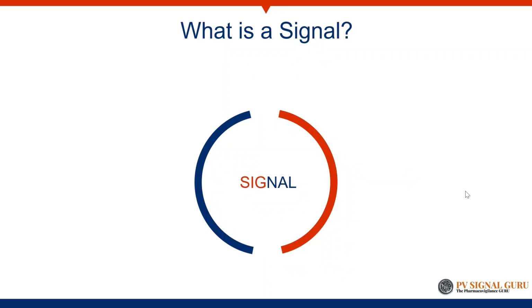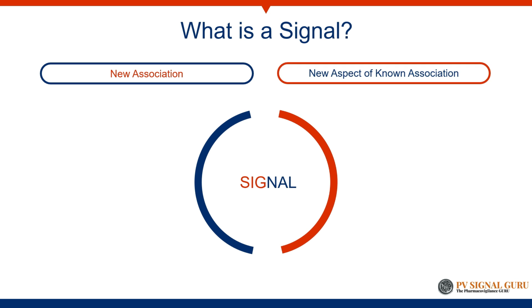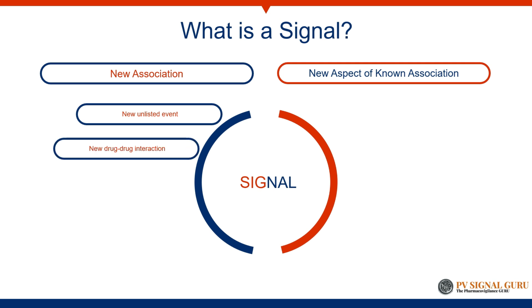Now, let's explore what qualifies as new association or a new aspect of a known association. A new association can include a new previously unlisted adverse event. For example, a widely used antidepressant is found to cause acute pancreatitis, a side effect not previously documented in its safety profile. This new adverse event may lead to updates in the drug's labeling, including warnings and precautions for patients and healthcare providers. It could also be a new drug-drug interaction.